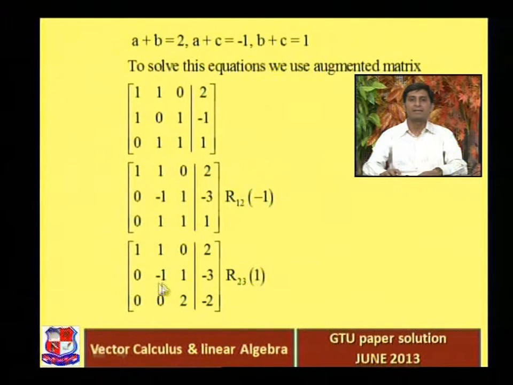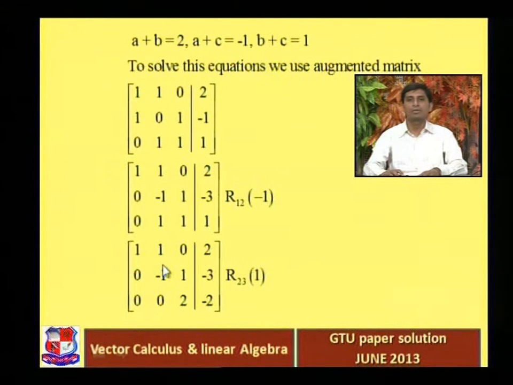Now this matrix is in row echelon form. See, this is our leading entry. In the first row, below that leading entry we have 0. In the second row, this -1 is our leading entry. Below that leading entry we have 0, and there is no 0 row. If suppose there is any 0 row, it should be at the bottom of the matrix, but in this case we don't have any 0 row. So this matrix is now in row echelon form.